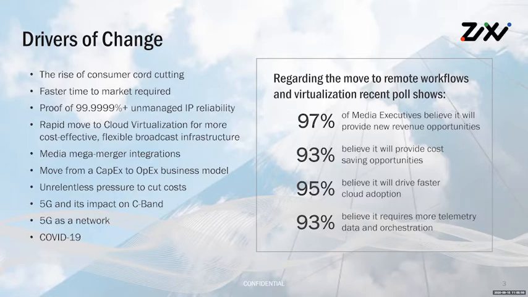The mega mergers, the people preserving capital, moving more to OpEx from CapEx, the relentless pressure to cut cost, and then of course 5G and its impact on C-band, where some people have to get off C-band, but also the people that are still on C-band that are worried about bleed, and then obviously cost. And then COVID on top of all that is kind of a perfect storm where people are really rapidly deploying these IP networks at scale. And to do that, you need to manage it with some sort of software-defined video platform.